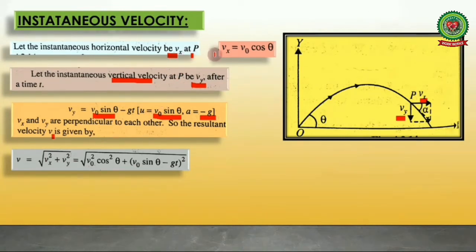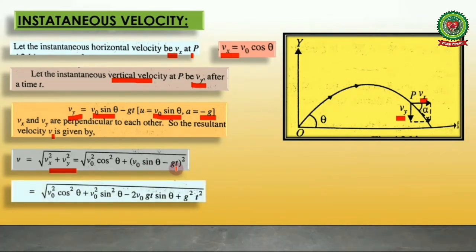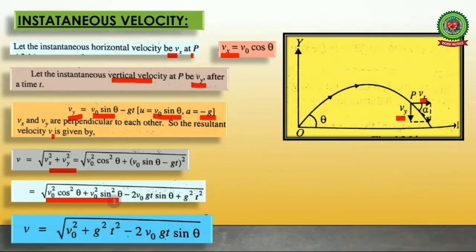Putting the values of vx and vy in this equation, we get v0 square cos square theta plus (v0 sin theta minus gt) whole square. After solving it out, we get v0 square cos square theta plus v0 square sin square theta minus 2 v0 gt sin theta plus g square t square. Out of this relation, we take v0 square common and we are left with cos square theta plus sin square theta, which is 1. So ultimately we get the relation v is equal to square root of v0 square plus g square t square minus 2 v0 gt sin theta.